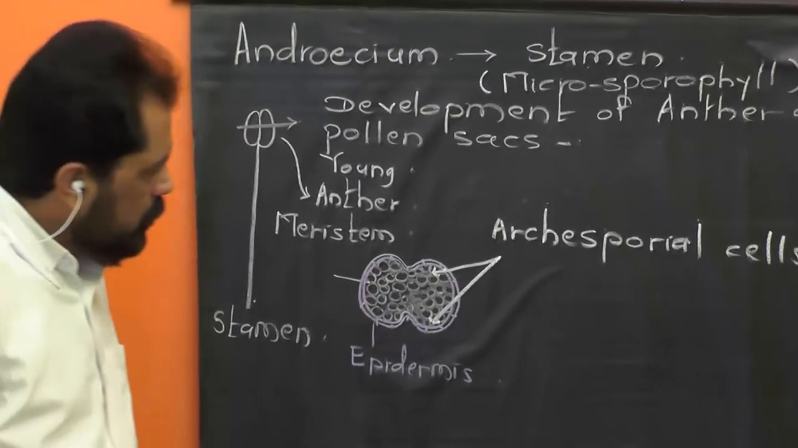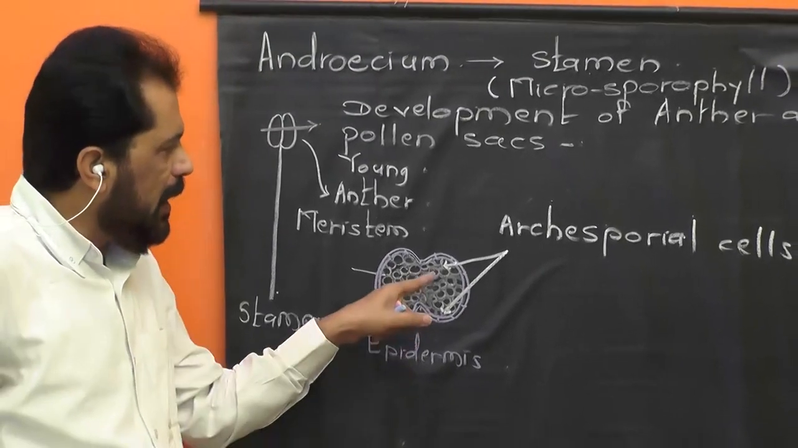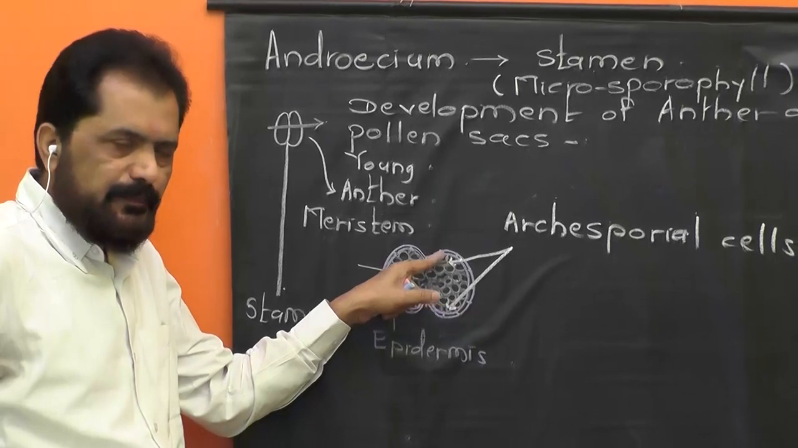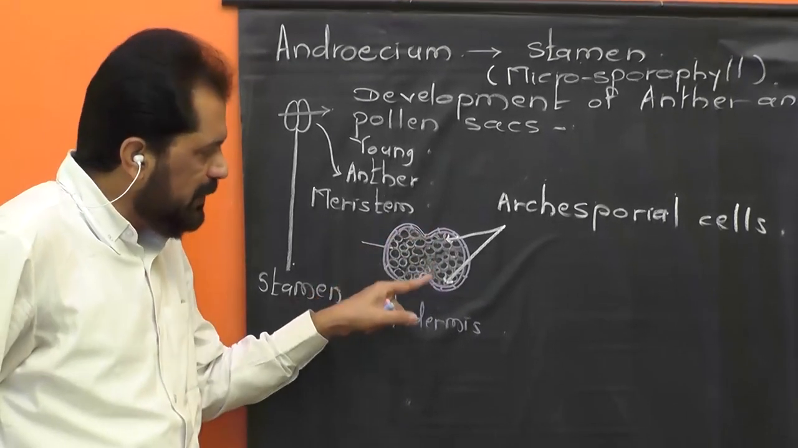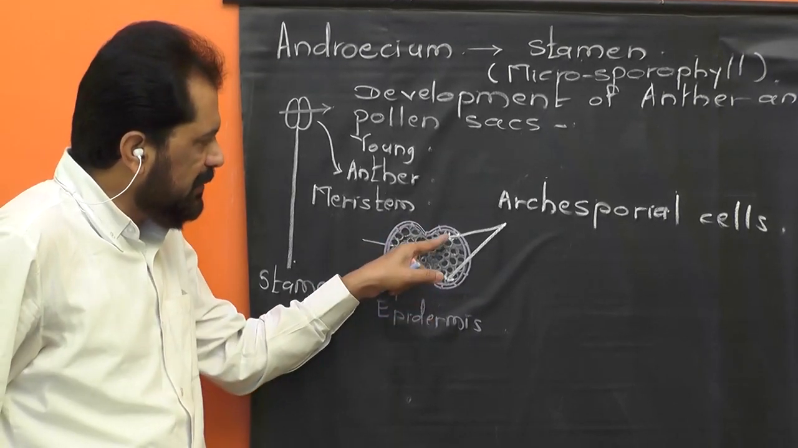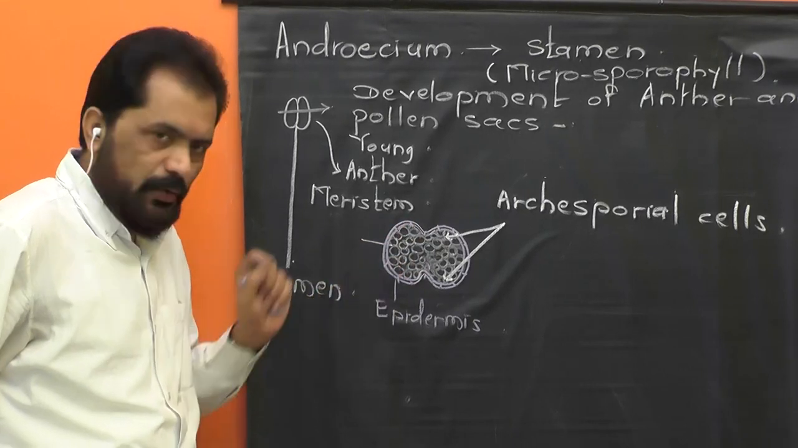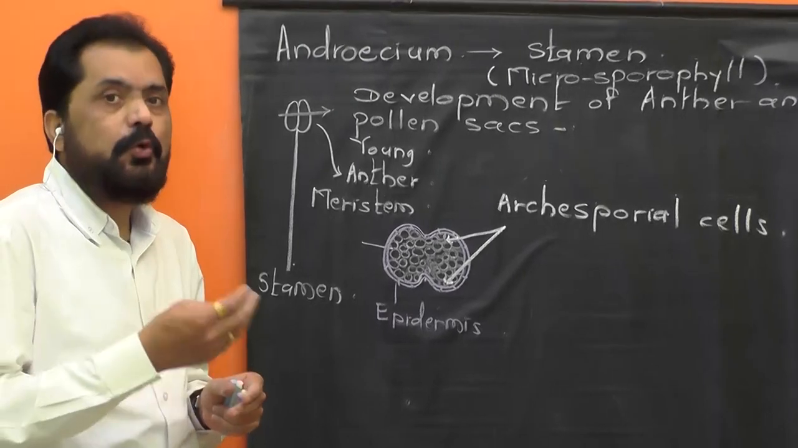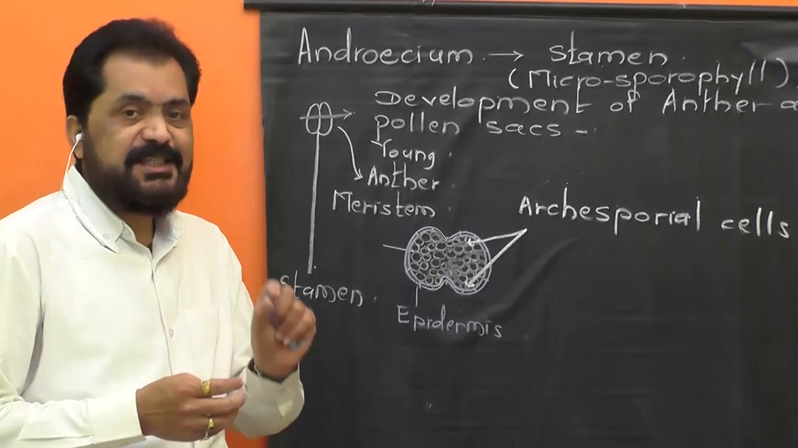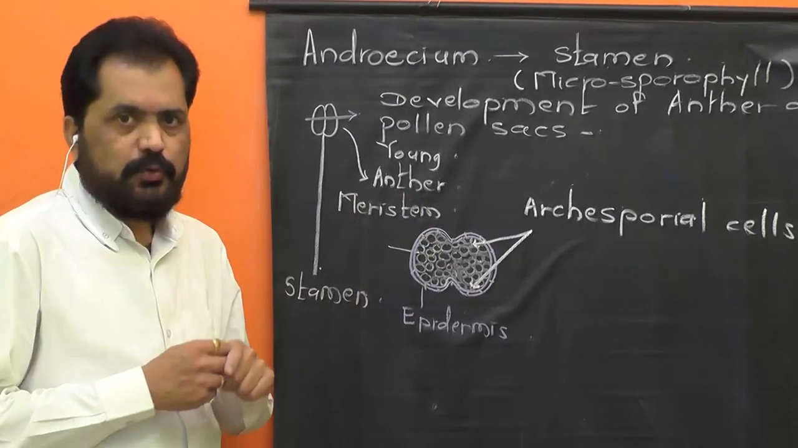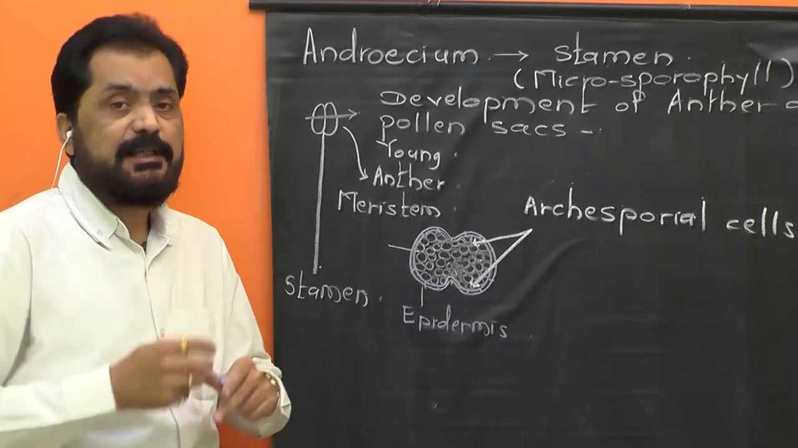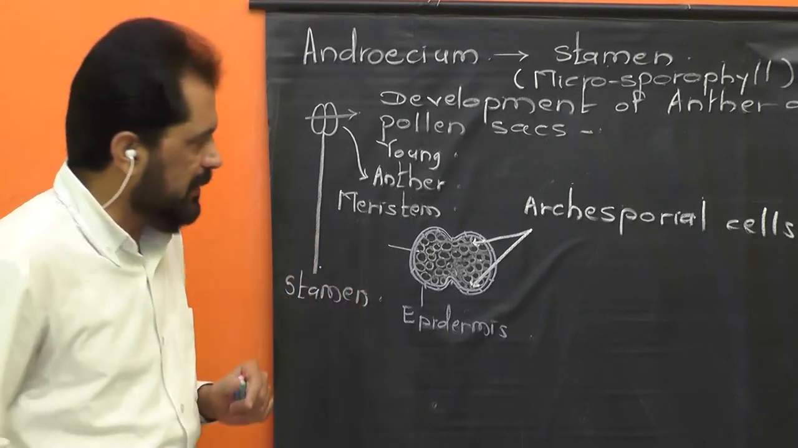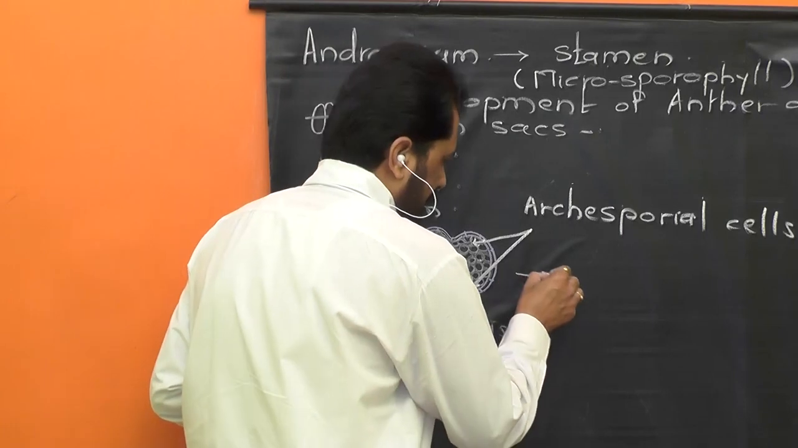Archesporial cells. So, few of the hypodermal cells, that is archesporial cells, present at the corners of anther lobes undergo division to form two distinct layers of cells. Listen carefully. Let me show in this diagram.